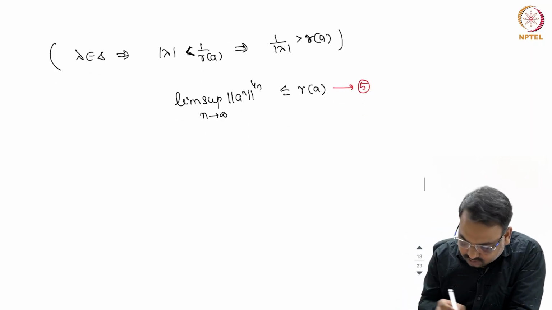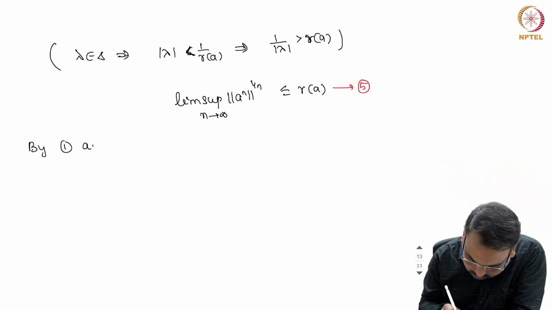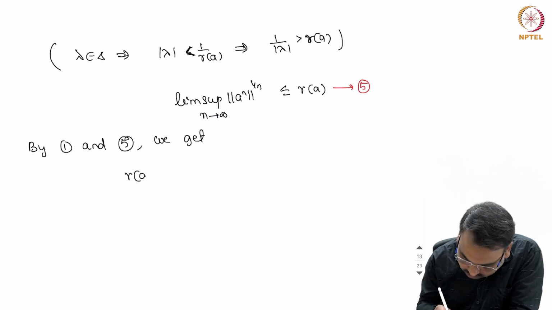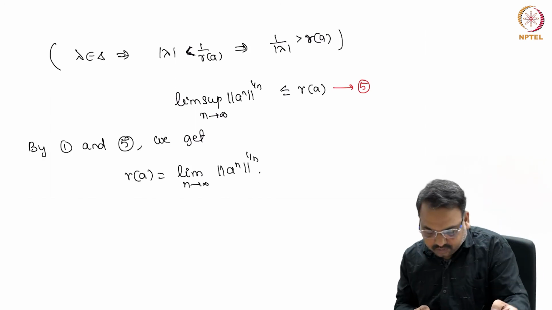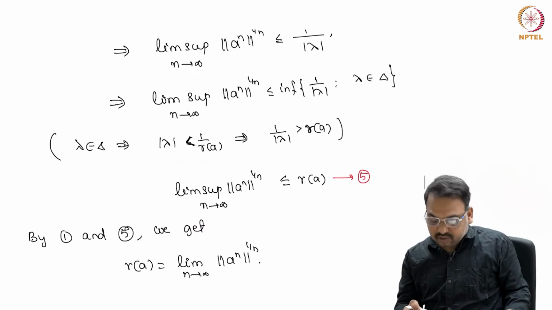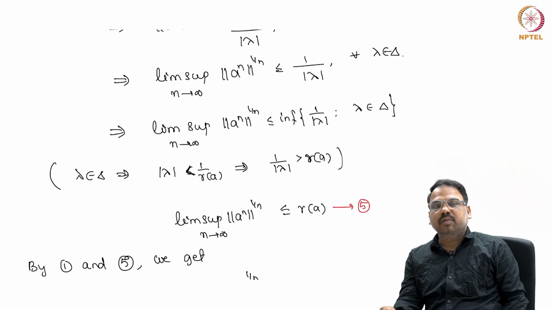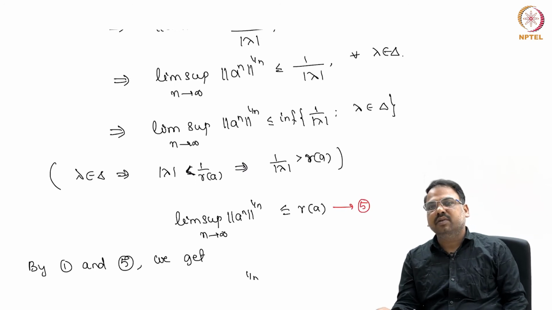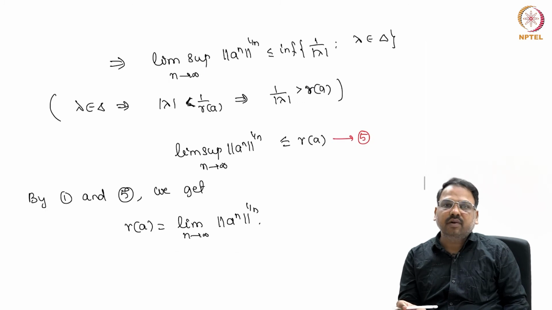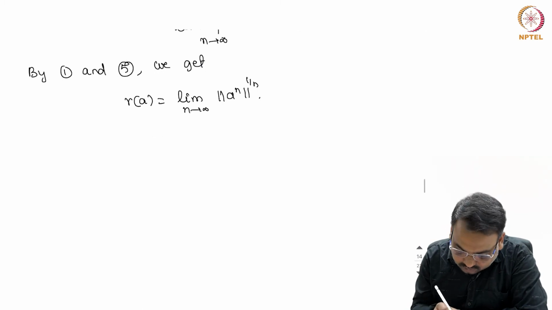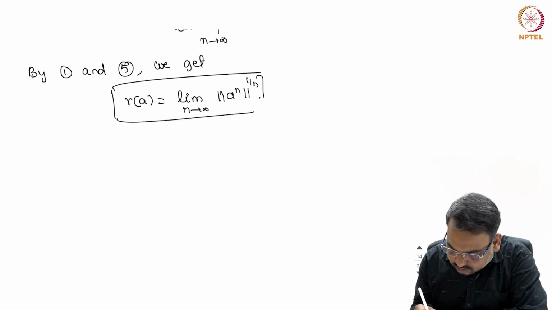So by 1 and 5 we get the spectral radius of A is nothing but the limit as n tends to infinity of norm A^n whole 1 by n. Because we have shown lim sup of norm A^n whole power 1 by n is less than or equal to Ra, but Ra is less than or equal to lim inf of norm A^n whole power 1 by n. But we know that lim inf is less than or equal to lim sup, so we can conclude that lim inf and lim sup are the same, hence the limit of the sequence exists. So this completes the proof of the spectral radius formula.